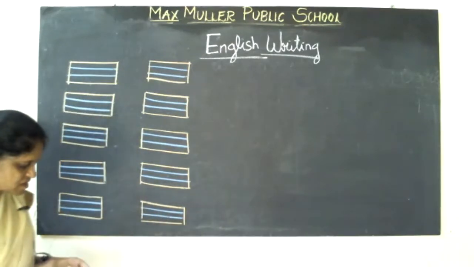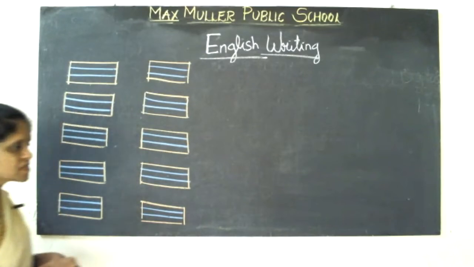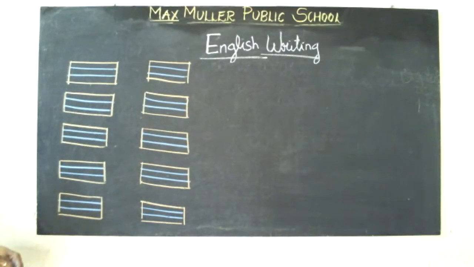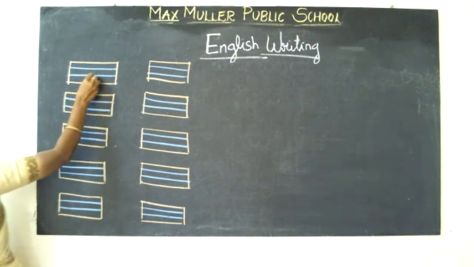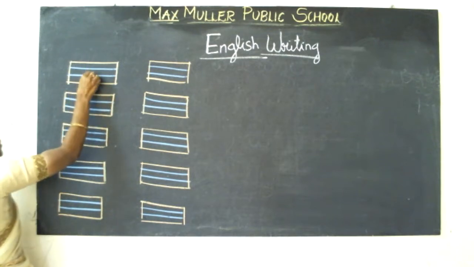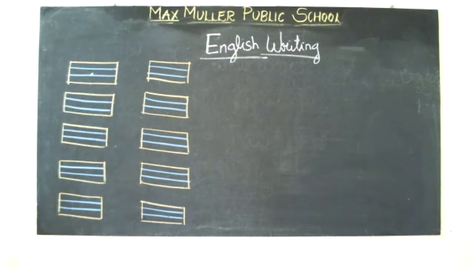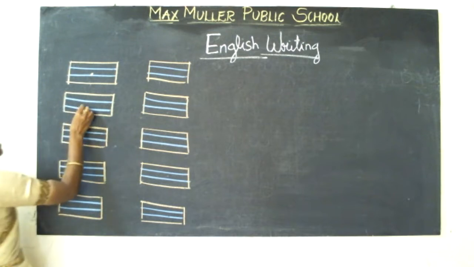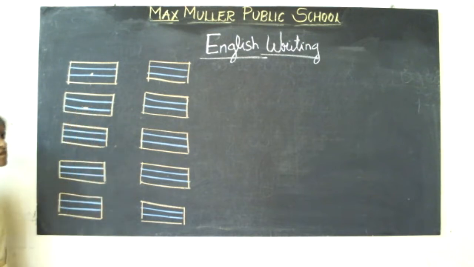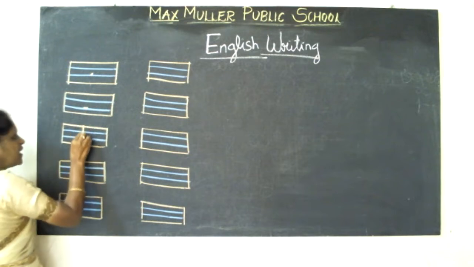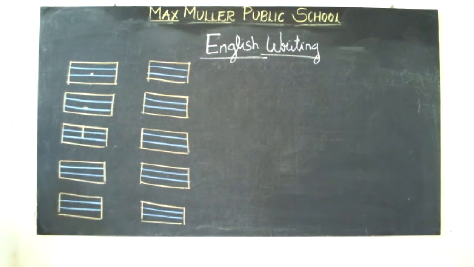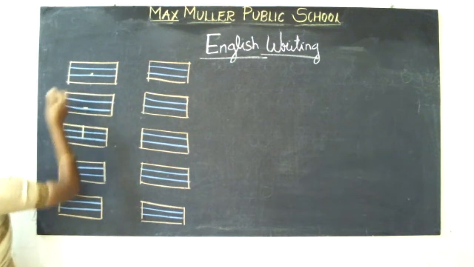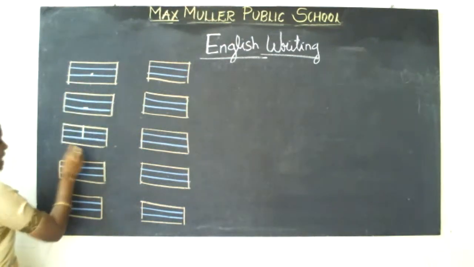Okay, children, in the previous class, what did you learn? We'll revise the last two classes, okay? In the last two classes, you learned dot. In the second blue line, you're going to put a dot. Dot, dash, small dash. Dot, dash, standing line. How do you write standing line? From the red line to the blue line. So dot, dash, standing line.